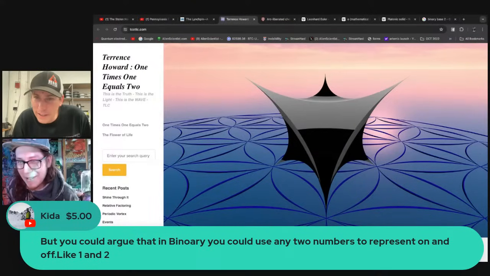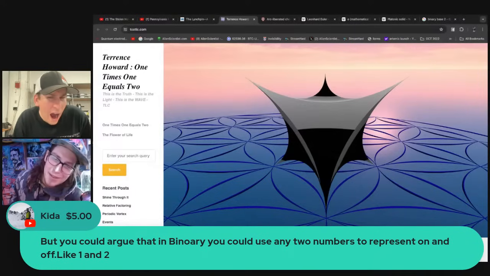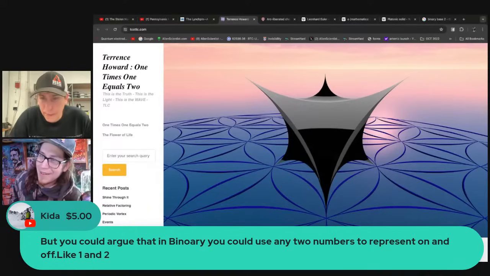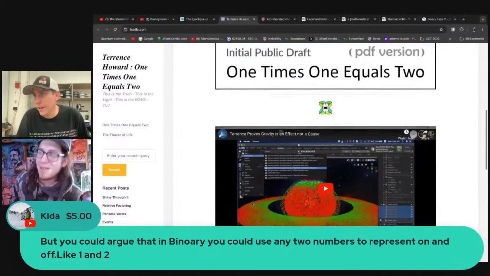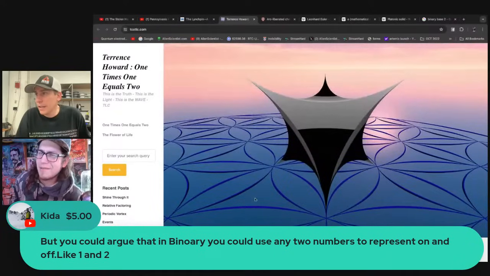I wonder. You could argue that in binary, you could use any two numbers to represent on and off, like 1 and 2. That's an interesting concept, that maybe that's a breakthrough right there. They just use placeholders instead of numbers. Yeah, but that's what calculus essentially is, no?